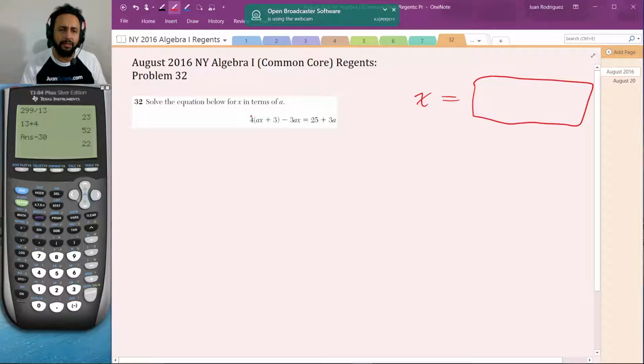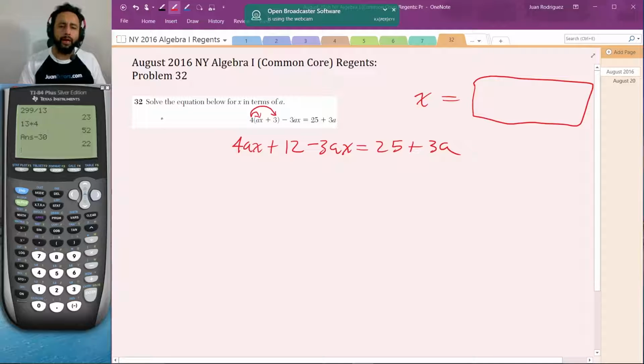I see the parentheses are here. I don't just erase parentheses because that's not an operation. I need to perform an operation to get rid of them, and the operation I perform is the distributive property. So 4ax plus 4 times 3 is 12 minus 3ax equals 25 plus 3a.